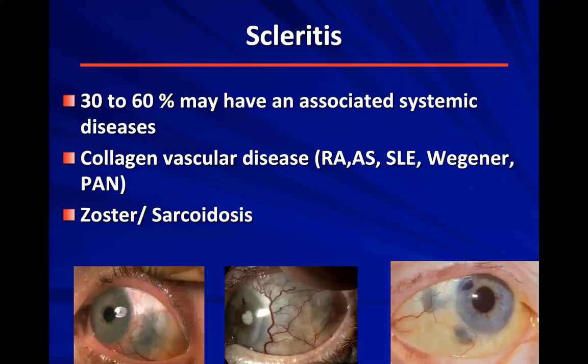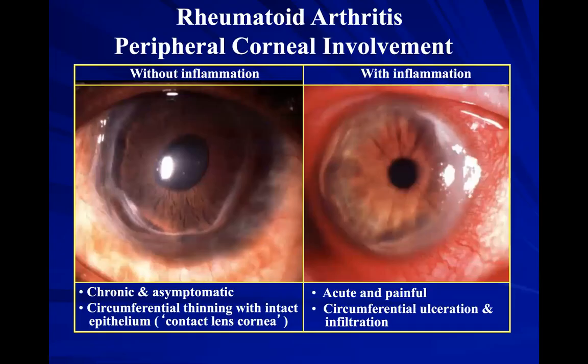Collagen vascular diseases, whether it's rheumatoid arthritis, ankylosing spondylitis, systemic lupus, Wegener's, PAN, zoster, sarcoidosis, and it's really bad. Remember when we talked about the white, this is the sclera? What you're seeing here because of the necrosis is actually the choroid. The sclera is so thin that it's showing the choroid. Here it's totally complete, and here again, unfortunately, you actually have bulging of the sclera due to scleritis.